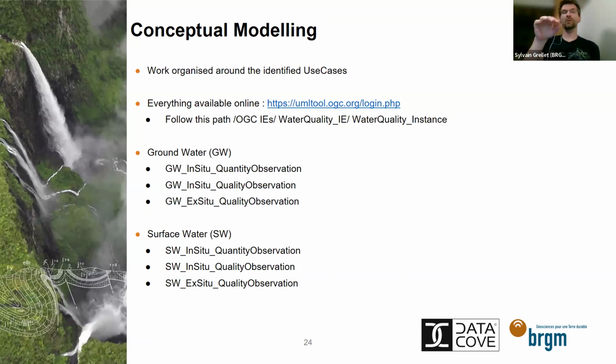So conceptual modeling, the work was organized around the identified use cases. Everything is available on the OGC Sparks Cloud interface tool, so you can log there, even read-only. You can have access to everything we did. We have the naming convention: for groundwater it will be GW, for surface water it will be SW. We have the exact same pattern between in situ quantity, in situ quality, and ex situ quality, like exactly here. Same pattern as well.